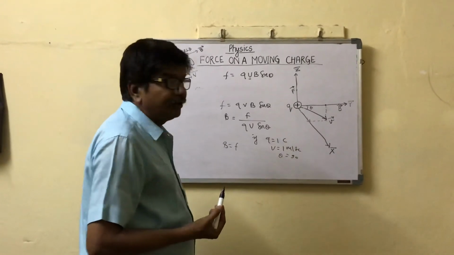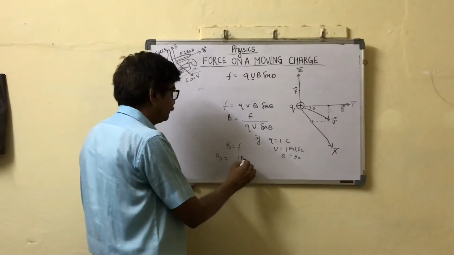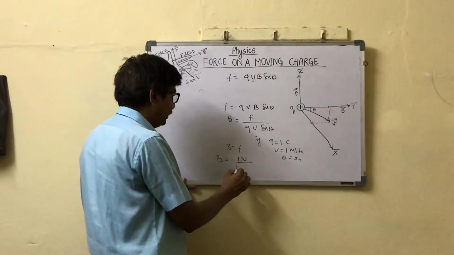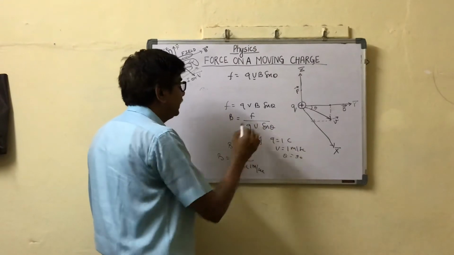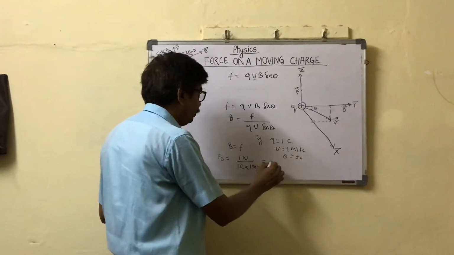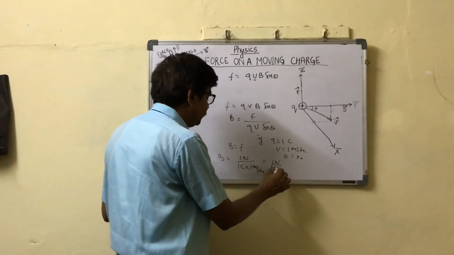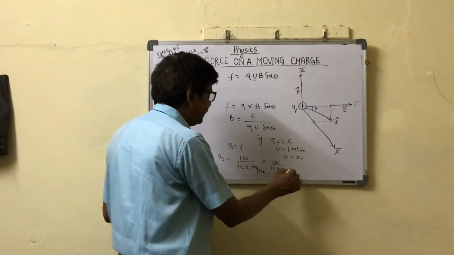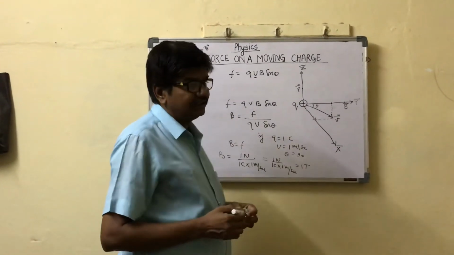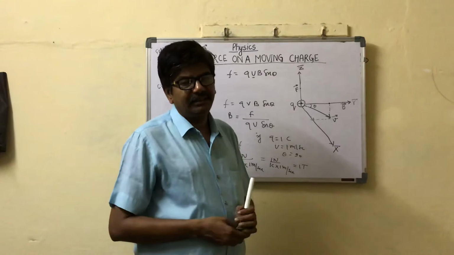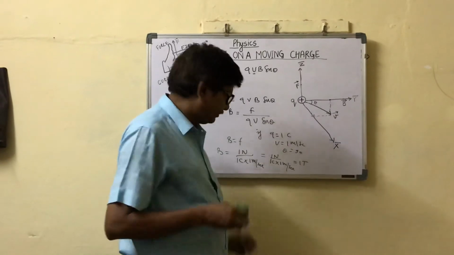Now what about the unit? B is equal to force upon charge times velocity. What is force? Newton. What is charge? 1 coulomb. What is velocity? 1 meter per second. And theta will be 90. So 1 Newton upon 1 coulomb into 1 meter per second is known as 1 Tesla. So Tesla is the unit of magnetic field. This is the force on a moving charge in a magnetic field.